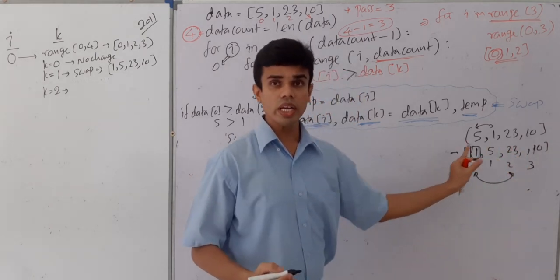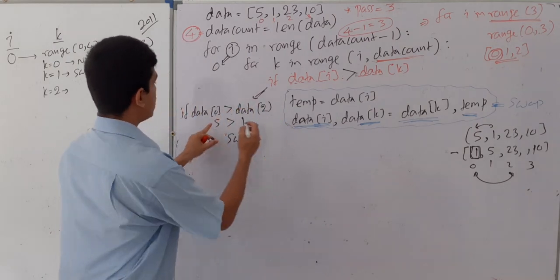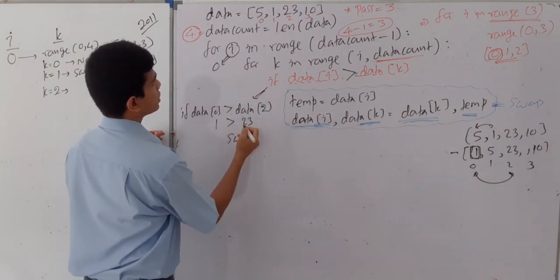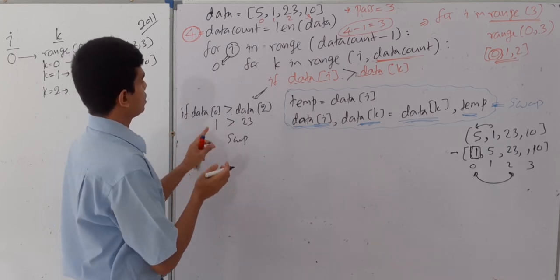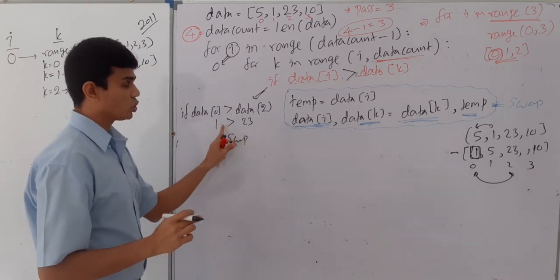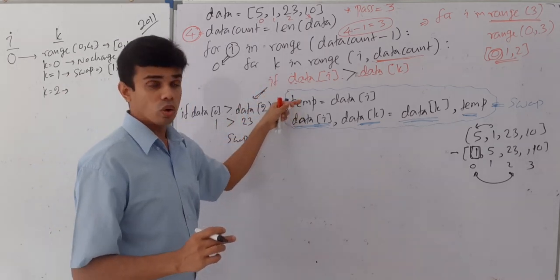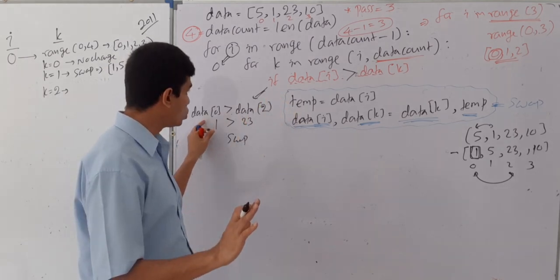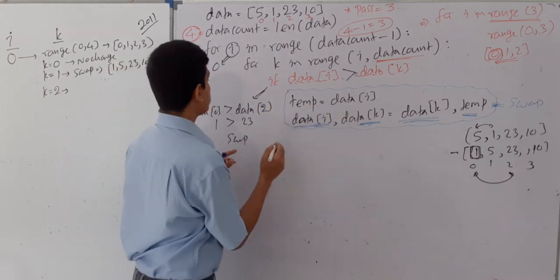Should we swap it or no need? No need, because the smaller one is at the front. 23 is larger than that. So then we check whether data 0 is greater than data 2, which is 23. Is this true? This is not true. Therefore, we don't need to go into the if condition. So, no swapping will take place. Only if this is true do we come into the if statement. So, we don't go in, and no swapping will take place.